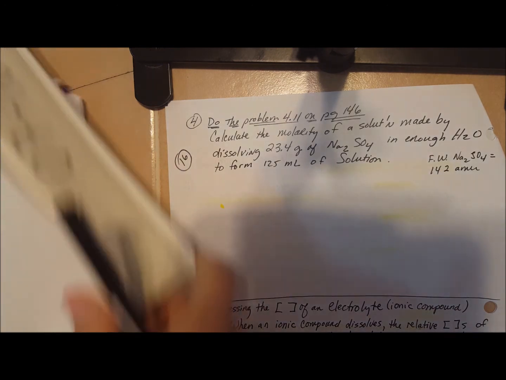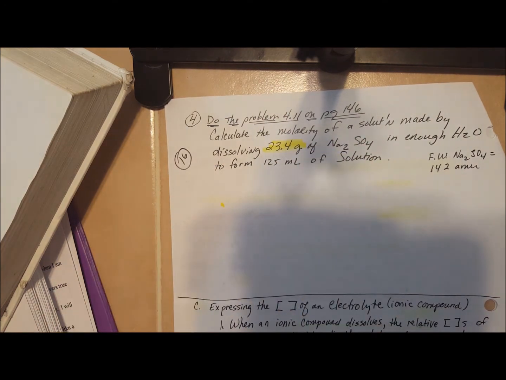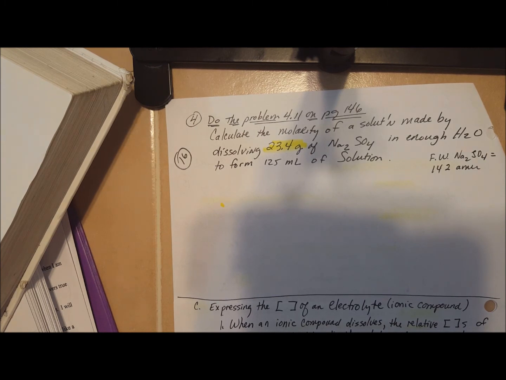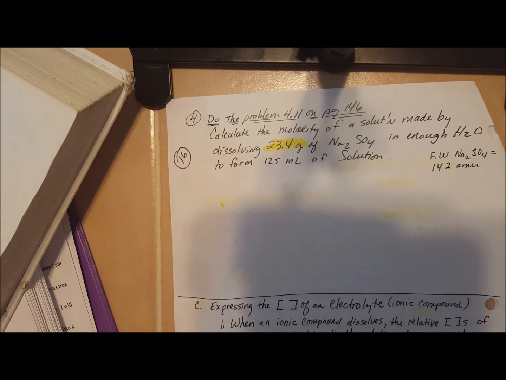All right, so let's look over what the book says we should do step by step. The first thing we're given is the number of grams of solute, 23.4 grams. So let's highlight that. We're given 23.4 grams of sodium sulfate and enough water to form 125 mL of solution. Its chemical formula, sodium sulfate, and the volume of the solution, 125 mL. We're asked to calculate the molarity of the solution. We calculate the molarity using equation 4.33.